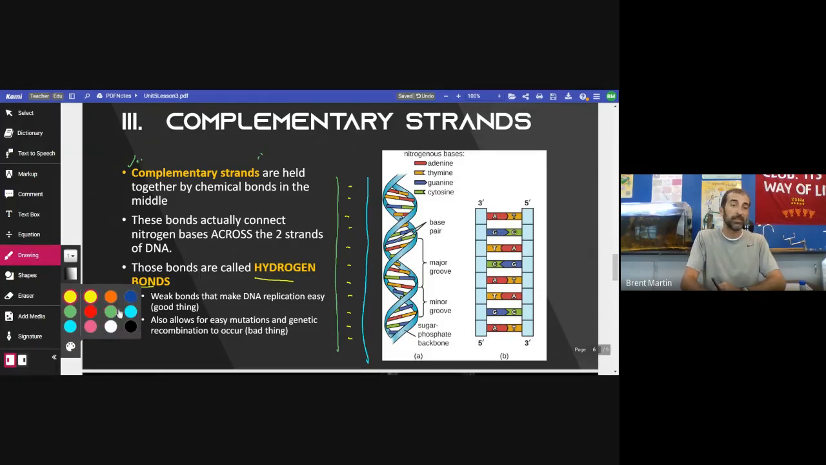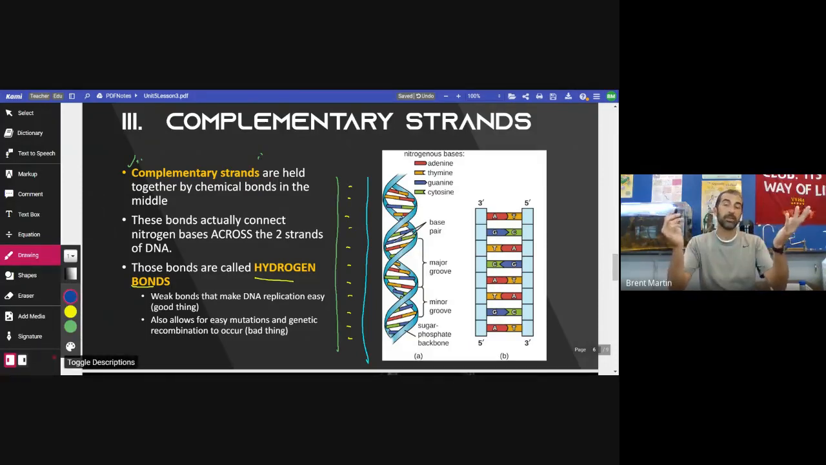They're very weak, and there's a reason they're very weak. The reason they're very weak is it makes it easy for DNA to split apart when it gets ready to replicate, right? But again, these bonds actually connect nitrogen bases across the two strands. So if I had an A here, it would be connected with T through a hydrogen bond. G's would go with C's, C's would go with G's, A's would go with T's, T's would go with A's, and so on and so on.